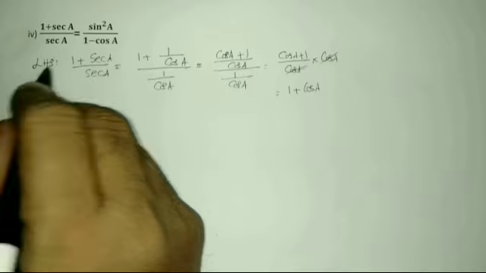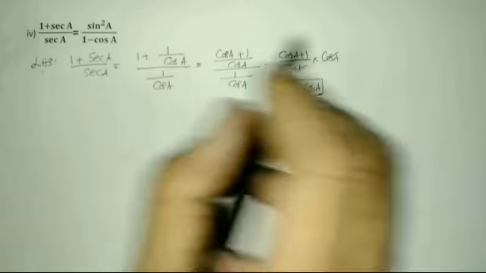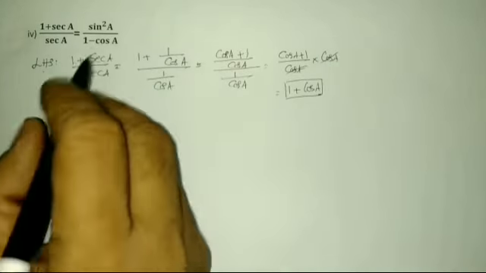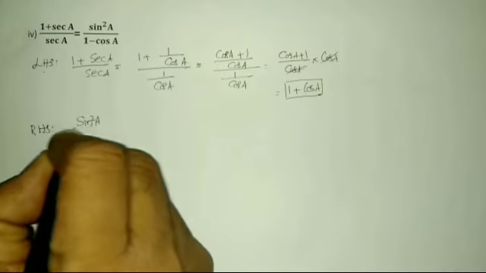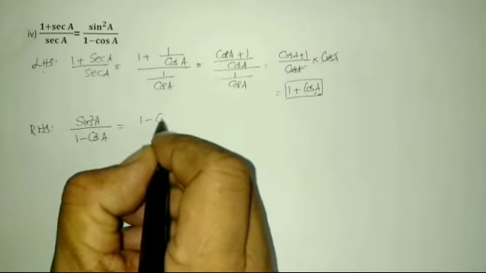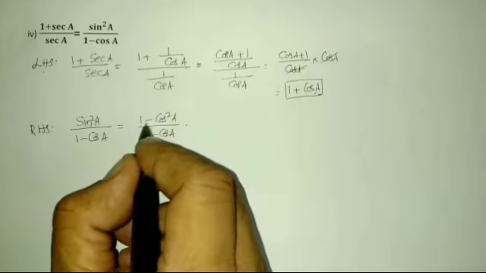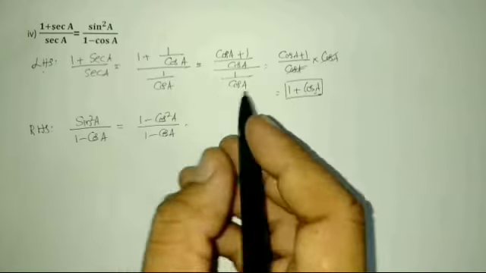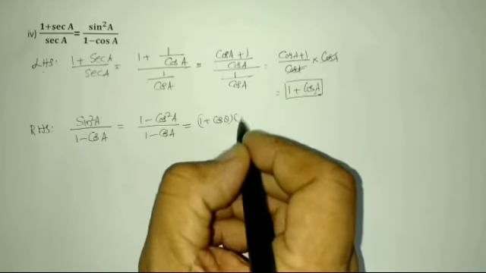It's cancelled. You get 1 plus cos a. So the left hand side 1 plus secant a by secant a is equal to what? 1 plus cos a. Now you take the right hand side. Now we see whether the right hand side is also the same or not. Sin square a by 1 minus cos a. Sin square a equal to what? 1 minus cos square a by 1 minus cos a. 1 minus cos square a is in the form of, so in our algebra it is in the form of a square minus b square, a plus b into a minus b.